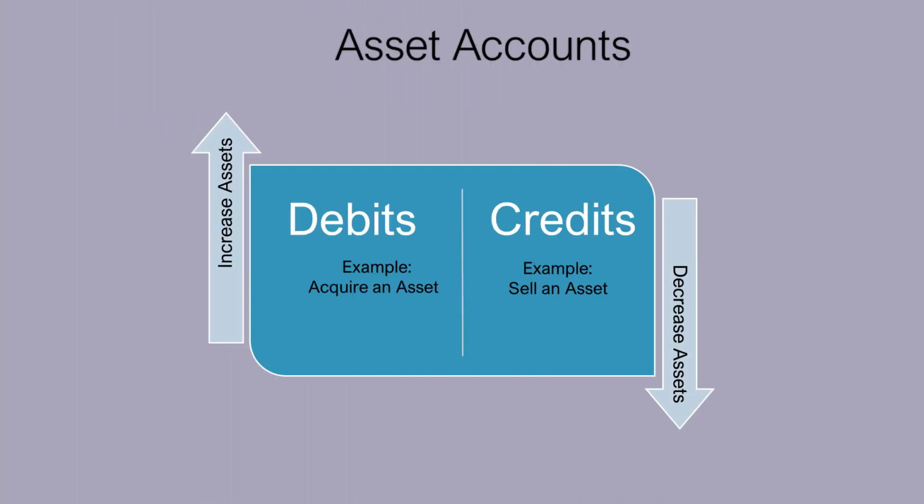Different accounts have different types of normal balances. There are two types of balances, debit and credit. Asset accounts have debit balances. An increase to an asset would be a debit. When an asset is acquired, that would be a debit. A decrease to an asset would be a credit. Selling an asset, for example, would be a credit.